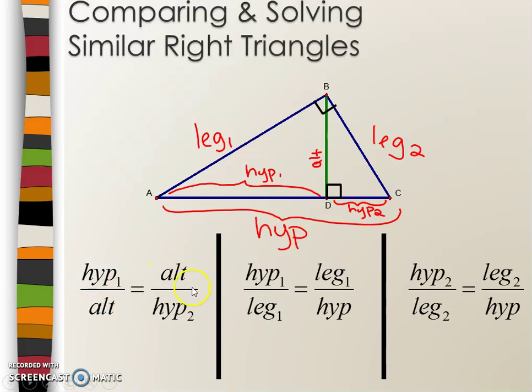And then right here, hypotenuse 1 over leg 1 is the same thing as leg 1 over the big hypotenuse. So right here, you see leg 1 and leg 1, same thing, cross. And then hypotenuse 2 over leg 2 is the same ratio as leg 2 over the whole hypotenuse. So you can see leg 2 is right here. So here, altitude, leg 1, leg 2, across like that. So that's the paragraph.